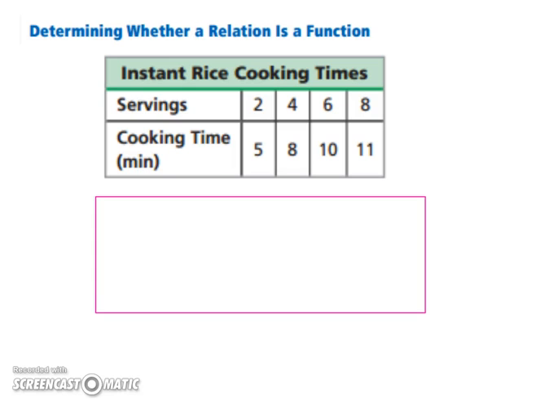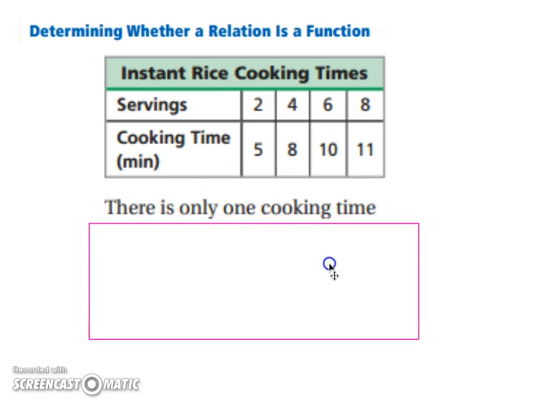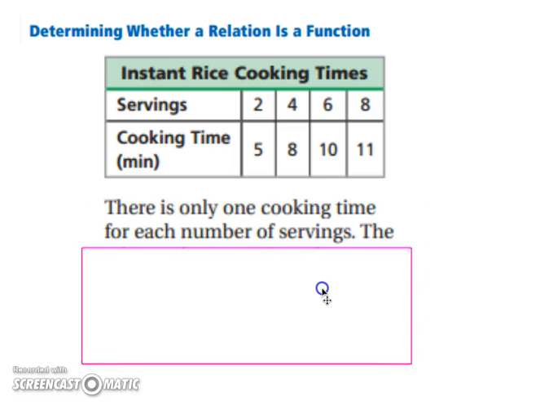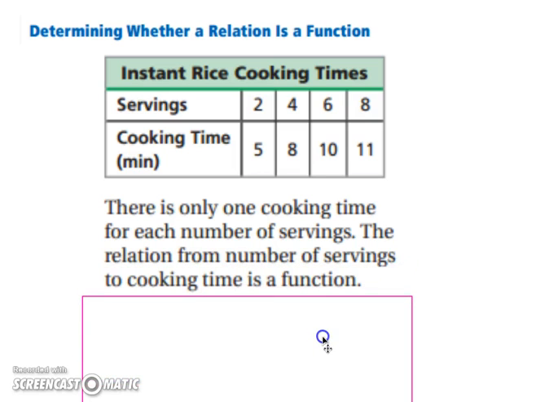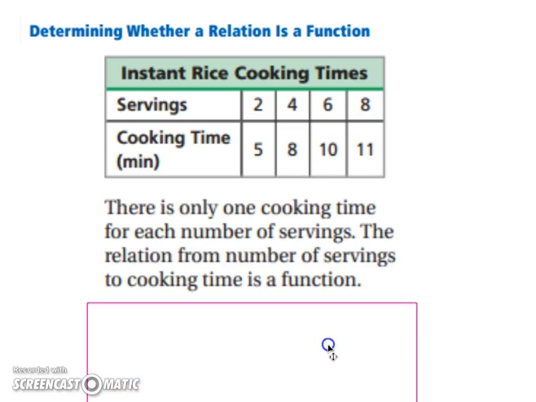Let's determine whether a relation is in fact a function. So, we have instant rice cooking times. So servings 2, 4, 6, 8. And our cooking time is 5 minutes, 8 minutes, 10 minutes, and 11 minutes. Well, there is only one cooking time for each number of servings. The relation from the number of servings to cook time is in fact a function.